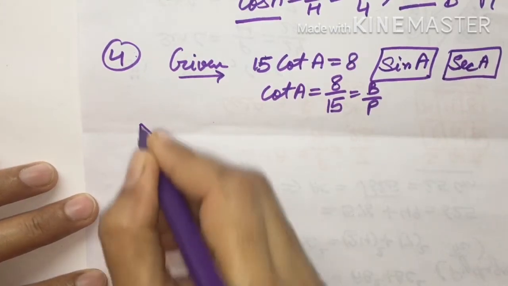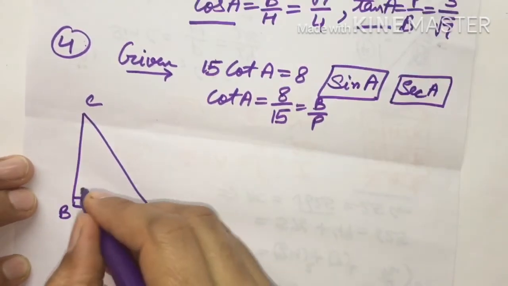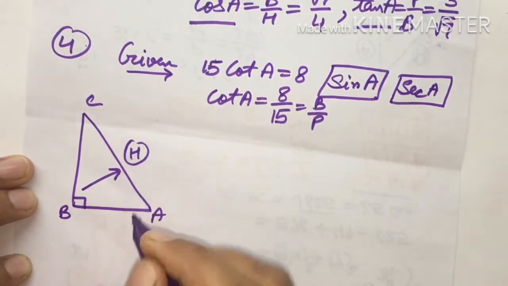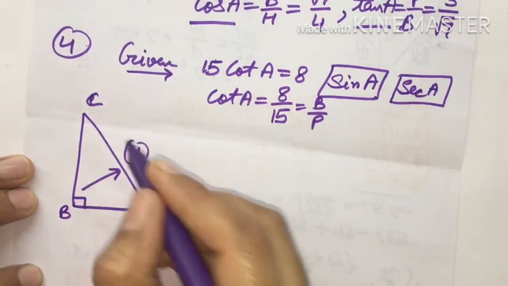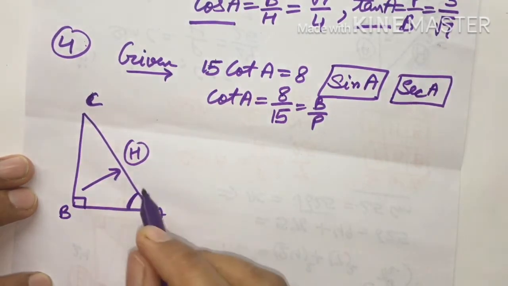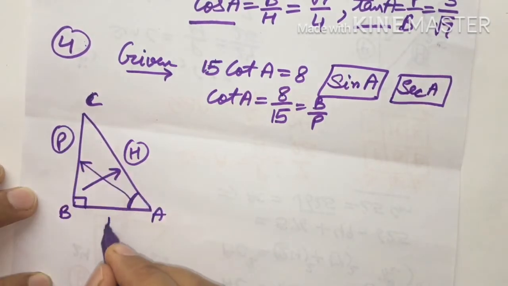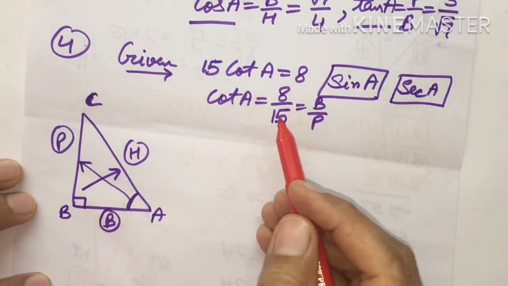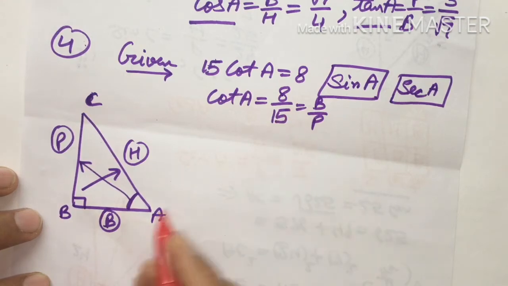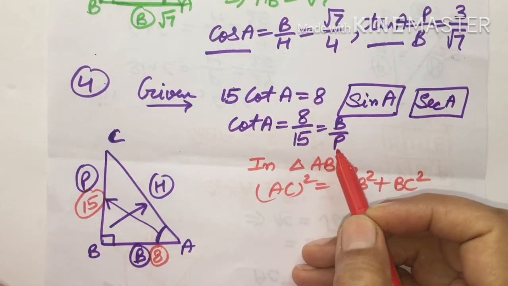Triangle ABC. This is 90 degrees at B. Opposite to the 90 degree angle is the hypotenuse. And we are talking about the reference angle A. Opposite of the reference angle is the perpendicular, and this is the base. So according to the given information, base is 8. So this is 8. Perpendicular is 15.